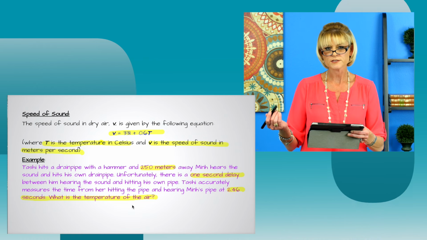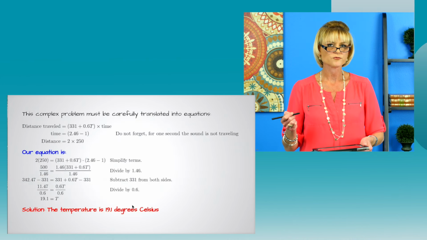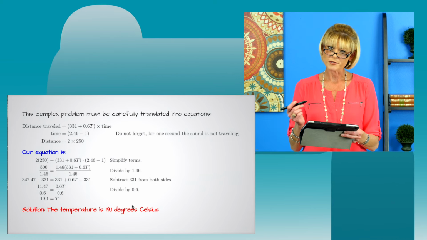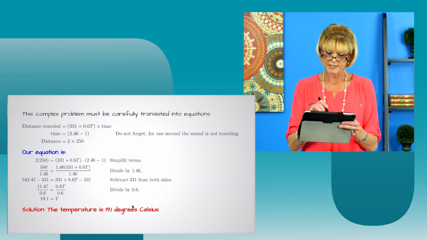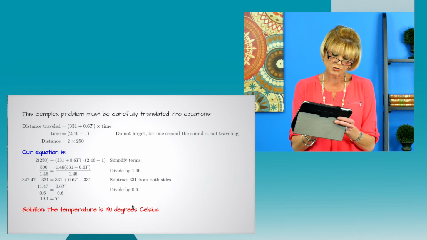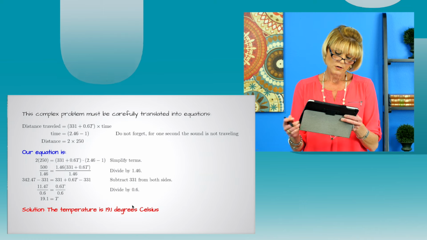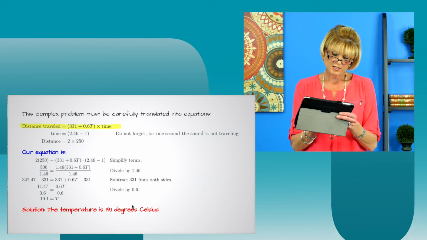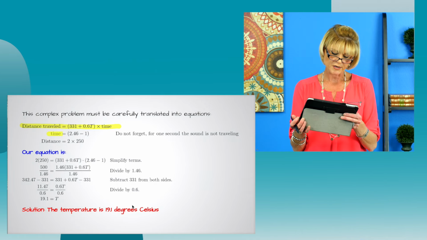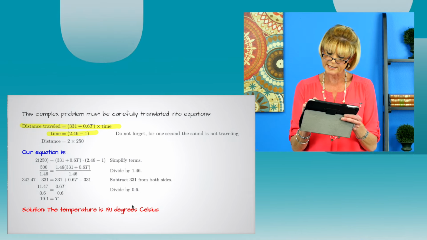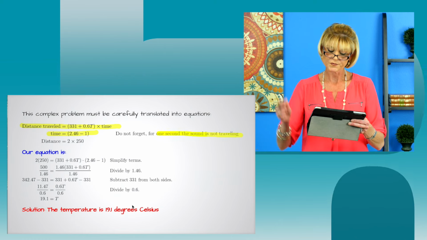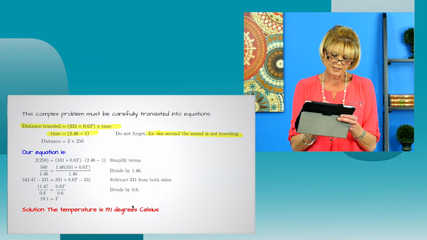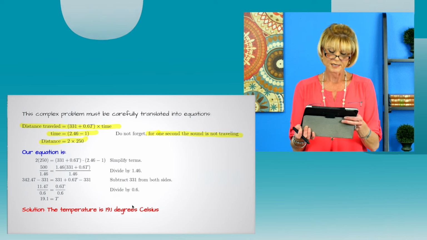So again, don't let these fancy new words intimidate you. Just think of them as a formula that you just need to plug the numbers in for. It is a complex problem, though, and we really need to carefully translate it into an equation. So the distance traveled equals (331 plus 0.6T) times time. Time equals 2.46 minus 1. Don't forget, the problem tells us that for 1 second the sound is not traveling. And then distance equals 2 times 250.